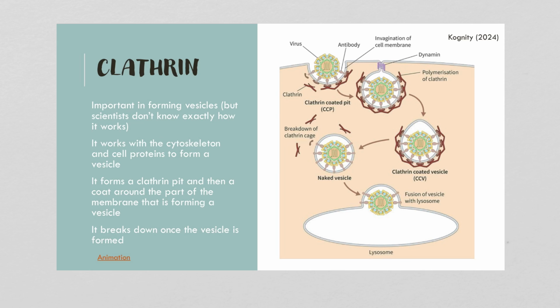So you end up with, say you're wanting to wrap up this virus. So you end up with a clathrin-coated pit, so the clathrin molecules come along the outside. Then you end up with a clathrin-coated vesicle, and then you fuse that vesicle with the lysosome, and then it breaks everything down. And then that clathrin cage or coat breaks apart when you don't need it anymore.